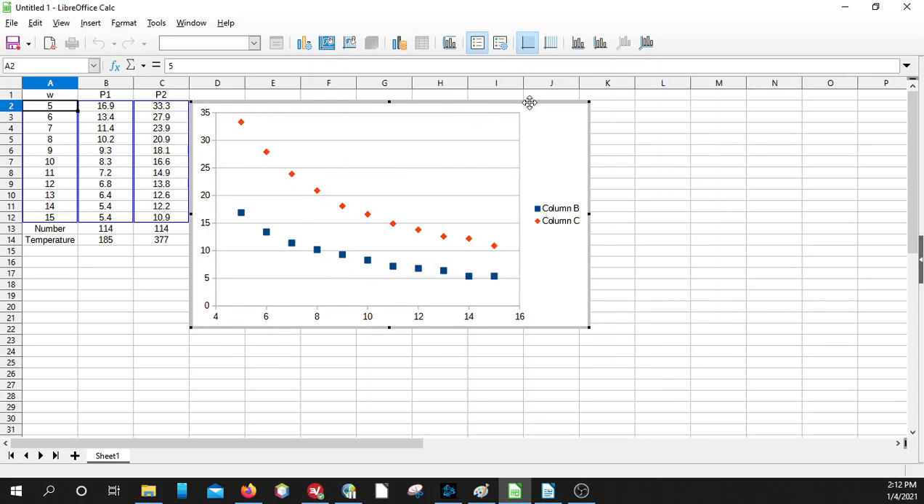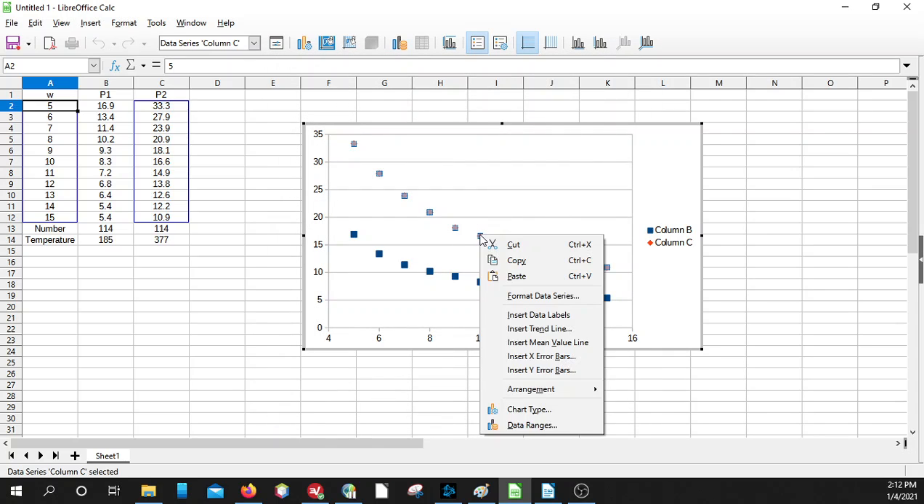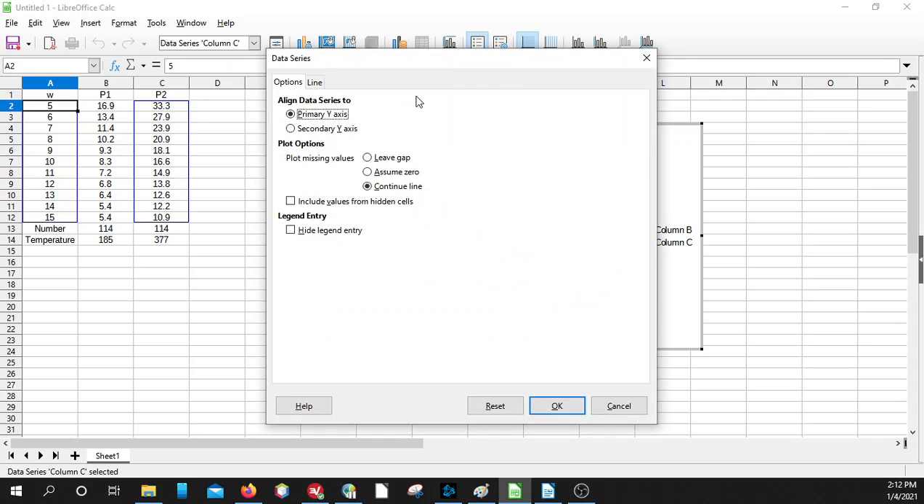So here's our data. Now, I don't like the way this graph looks, to be honest. So what I'm going to do is click on these. I'm going to select this data. So I clicked on this data set. And then I'm going to right click on one of these data points and say Format.